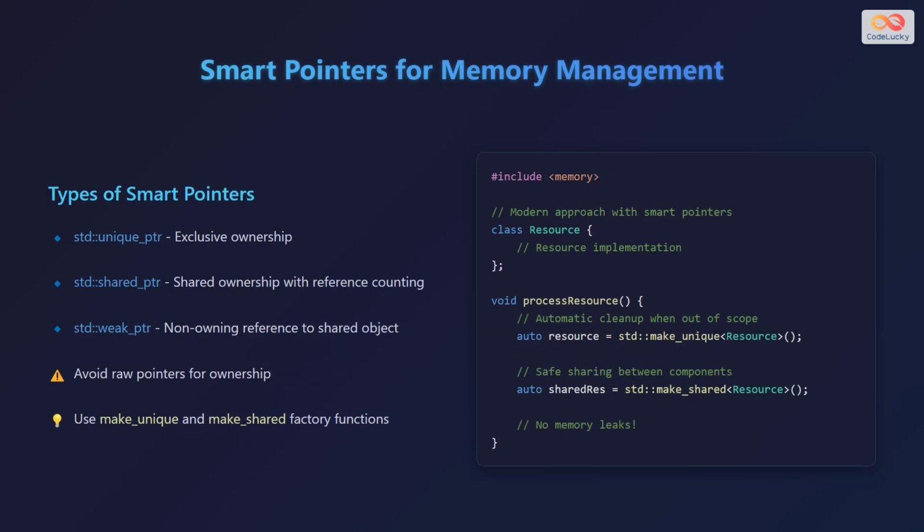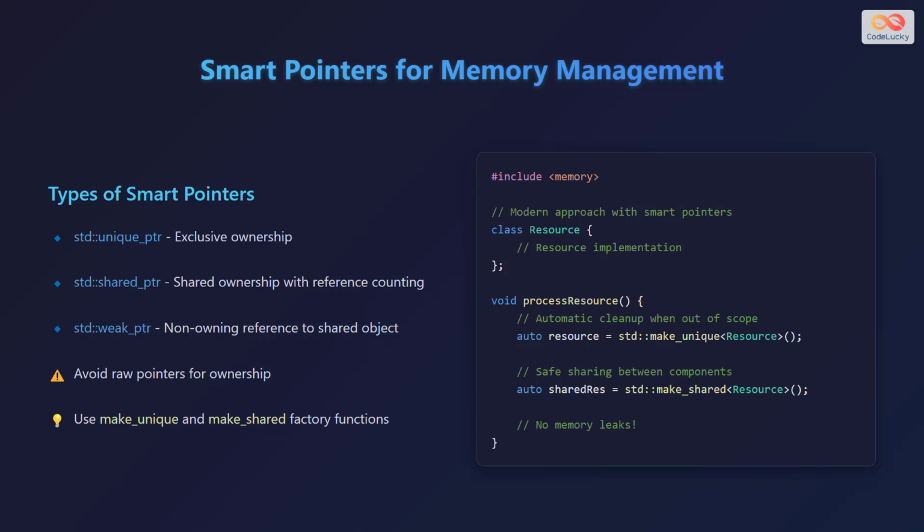Now, let's talk about smart pointers for memory management. There are several types of smart pointers available in modern C++, and they can greatly simplify memory management and prevent memory leaks. The first one is std::unique_ptr, which provides exclusive ownership of a resource. Only one unique_ptr can point to a given object at a time.